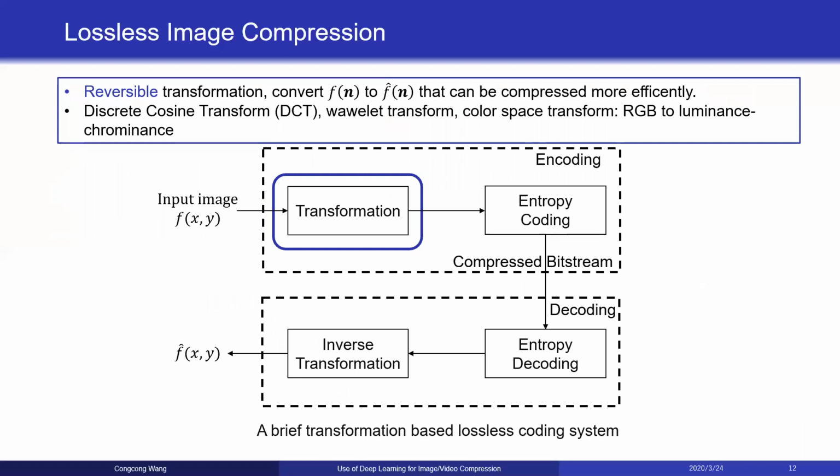When we get an input image, normally a transformation step is applied. This step transfers the original image to a format which can be more easily coded. It is trying to decorrelate the input signal. Typically used transformations include DCT, wavelet transform, or conversion from RGB space to a less correlated luminance and chrominance space, and also a combination of those methods.